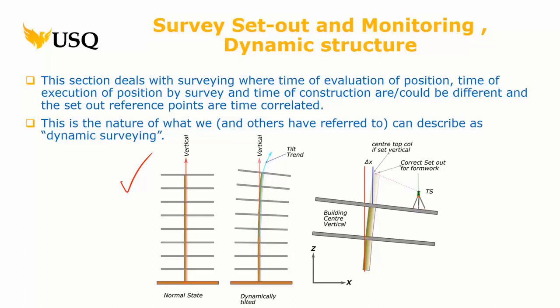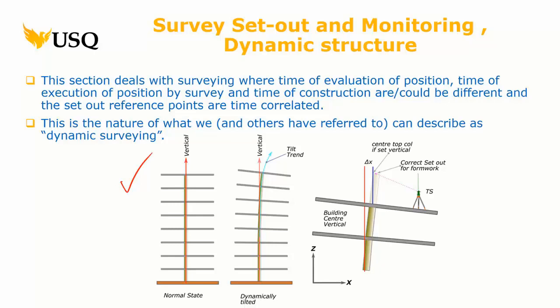We've got to assume this floor was okay at the time. But, you know, the wind's blowing and the temperature's gone. The whole thing is moving, right, in real time. So this is the center of the top of the column if it was vertical. If the formwork guys come out here and actually set that out, then they're going to put the column up there. It's not right angles to the floor.